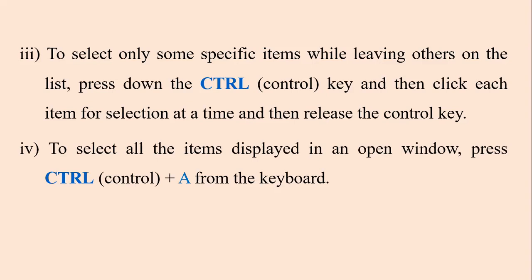If you want to select all the items displayed in an open window, you just need to press the Control key on your keyboard, followed by the character A. So while you are pressing down the Control key, you press down A, and then you release both of the keys.